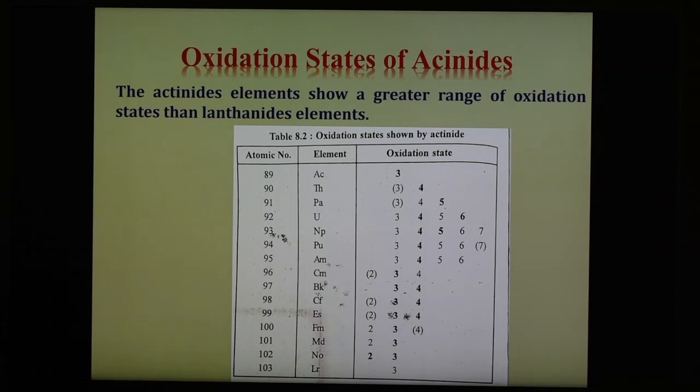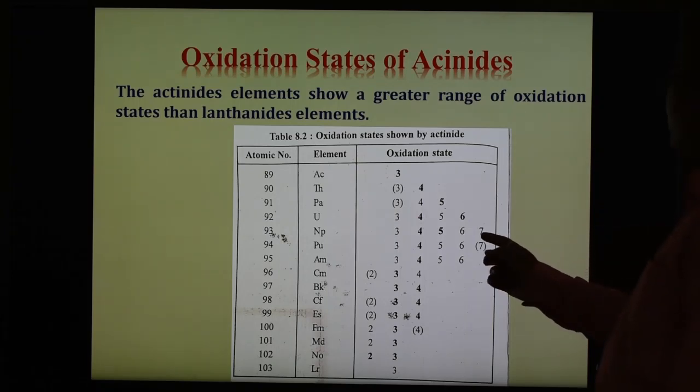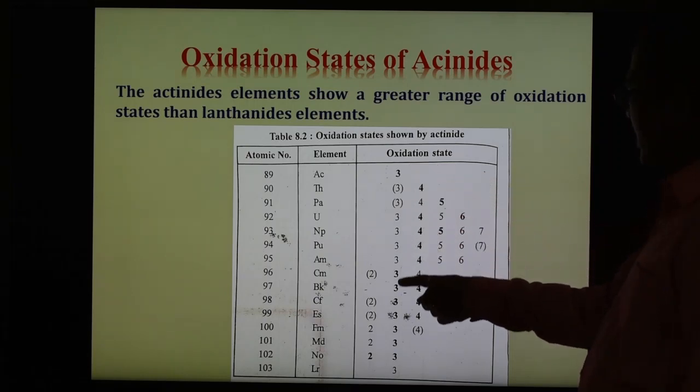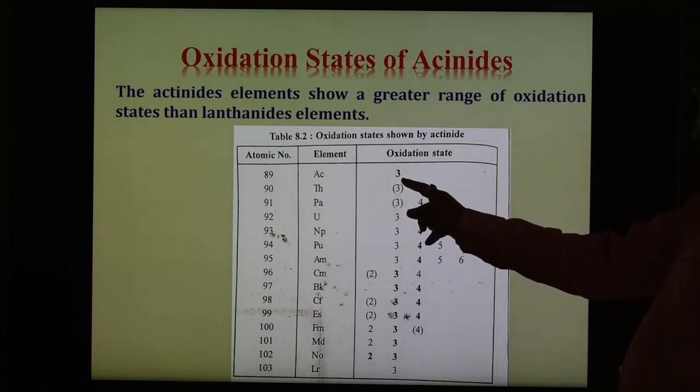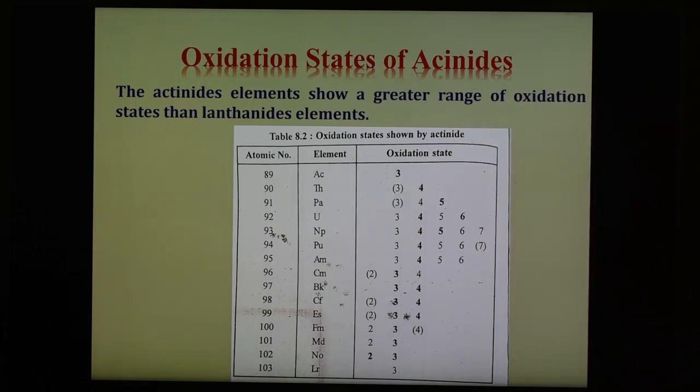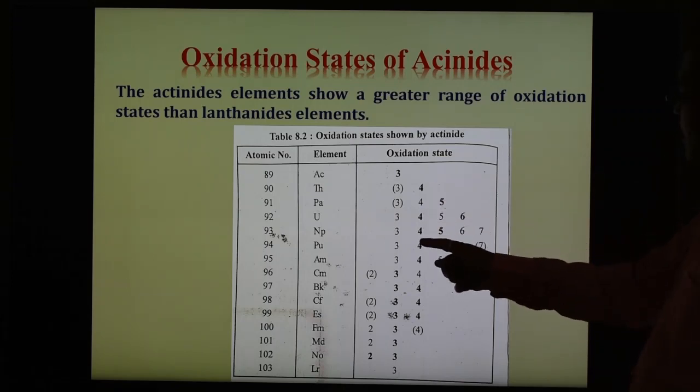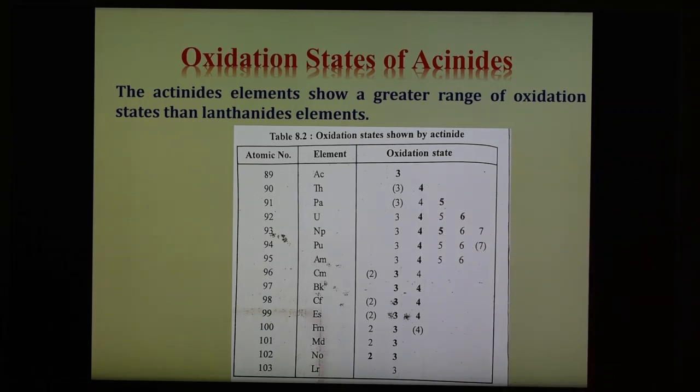The next property is the oxidation state of actinides. Oxidation state may be positive or negative, minimum or maximum. In this case, the minimum oxidation state is +2 for some elements, and the maximum is +7. In this table, oxidation states shown in brackets are unstable, and stable oxidation states are shown in bold. The +3 oxidation state is the common one.